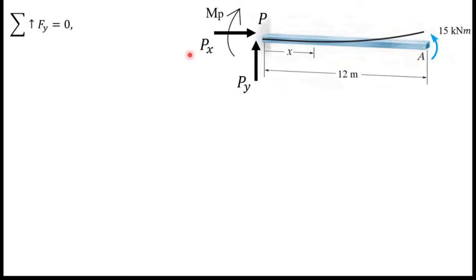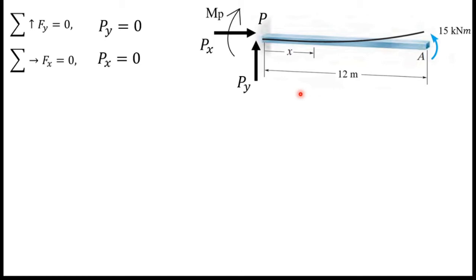First I will consider the sum of all the vertical forces. If I consider vertical forces, you can see there is only one vertical force, which is Py. That means I can write Py equals 0. Next I am going to consider the sum of all the horizontal forces. There is also one horizontal force. So therefore I can write Px equals 0.